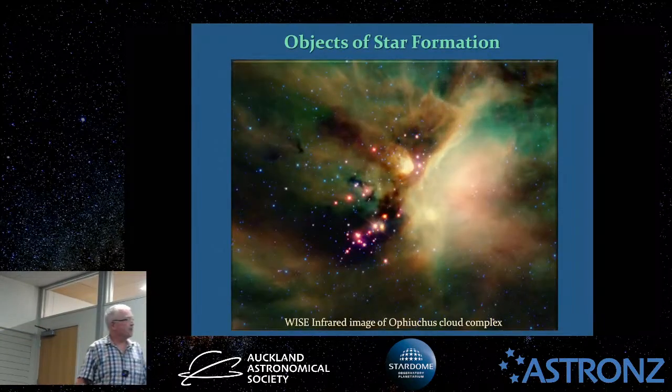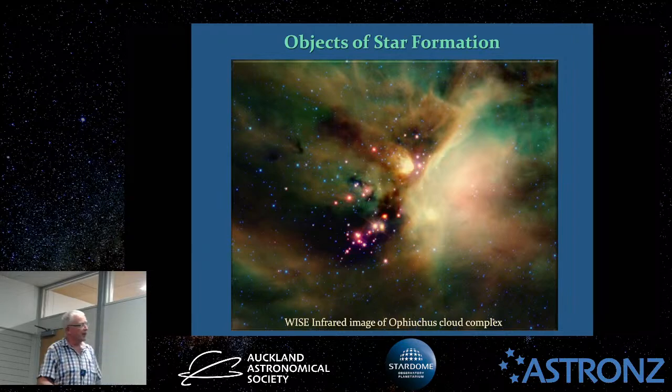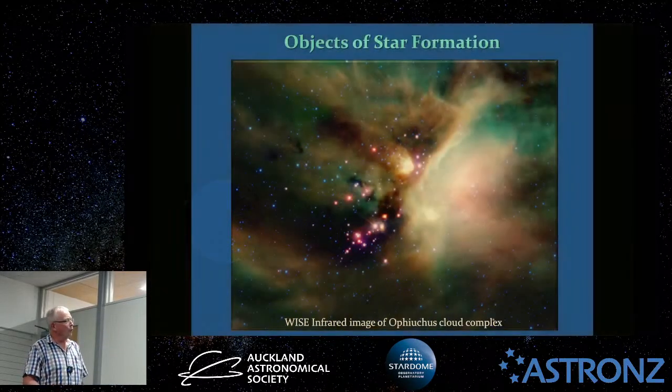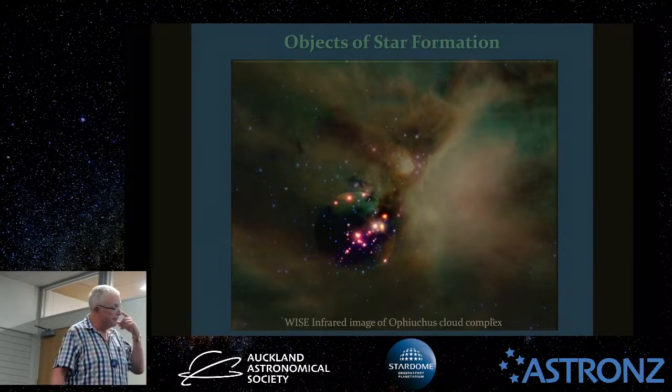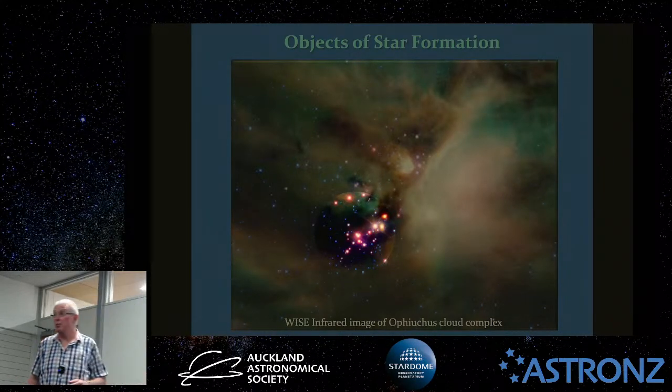So how about these objects? This is an interesting little picture. This is a region of star formation here. And all these little pink orbs or blobs through the middle, all of those are infant stars that you wouldn't normally see. This image was taken by WISE, the Wide-field Infrared Survey Explorer telescope, in space.